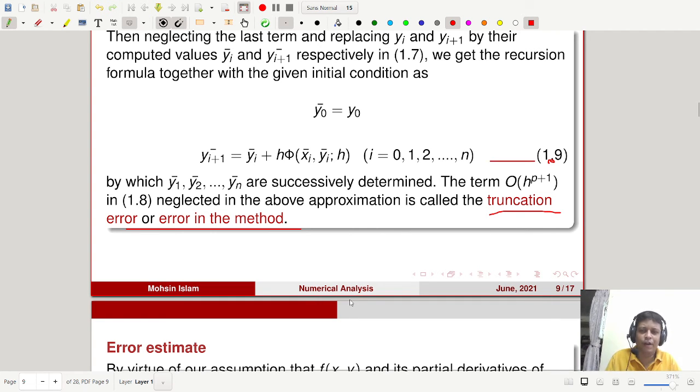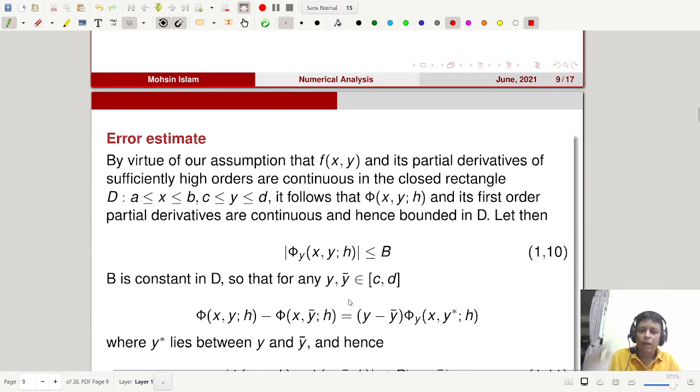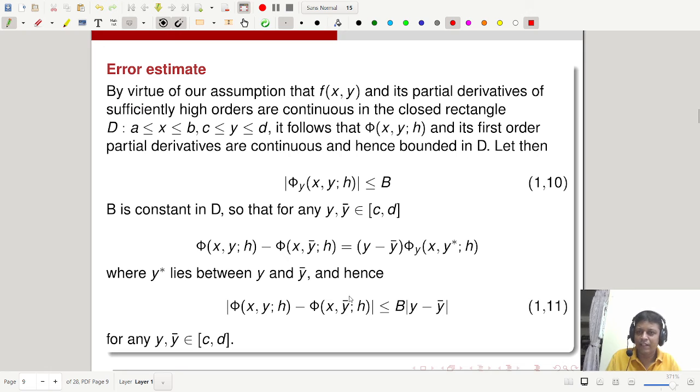You got an idea of the truncation error. Now let us estimate that error by virtue of our assumption that f(x, y) and its partial derivatives of sufficiently high orders are continuous in the closed rectangle. If you take a closed rectangle, it follows that phi of x, y, h and its first order partial derivatives are continuous, hence bounded in D. That actually follows from the Lipschitz condition.